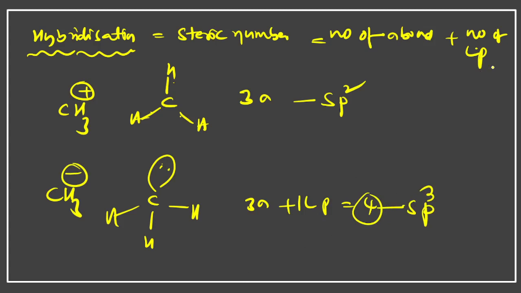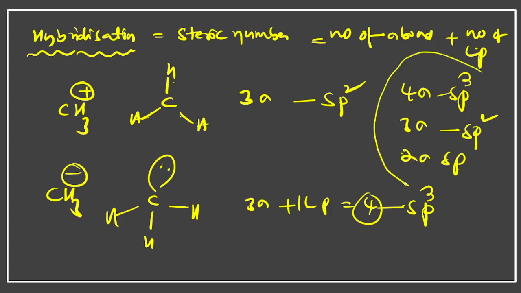Finding the hybridization is very simple. 4 sigma means sp3. Okay. 3 sigma means sp2. 2 sigma means sp. This is how to find hybridization very easily. 4 sigma sp3, 3 sigma sp2, 2 sigma sp.